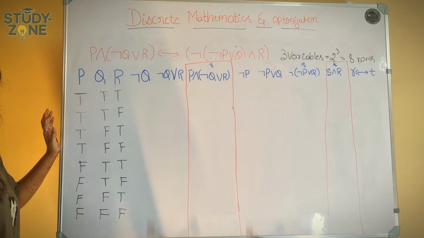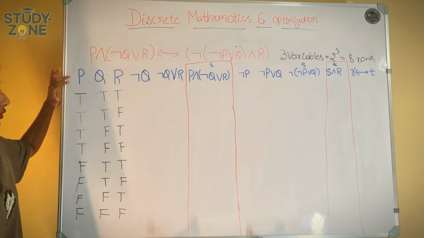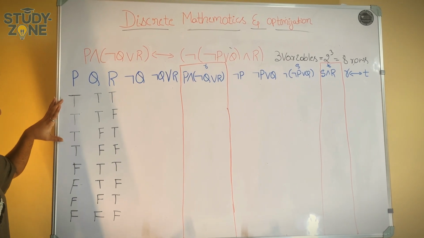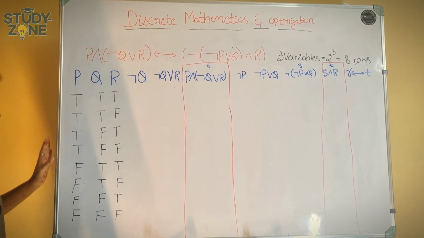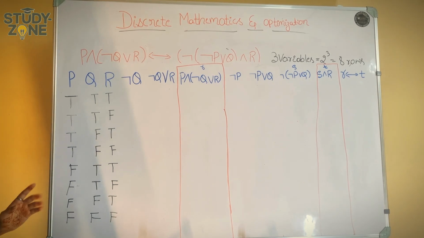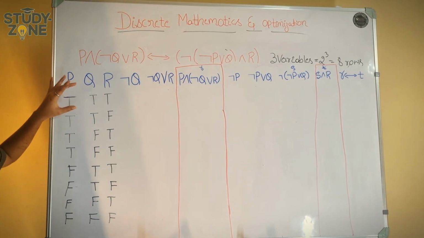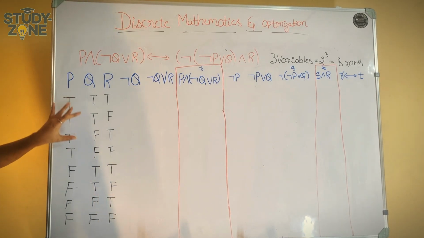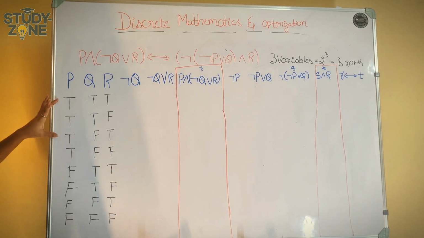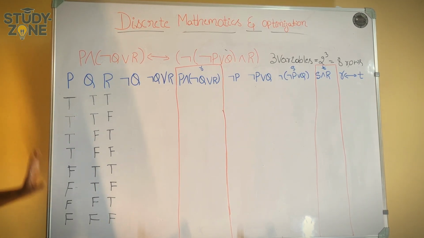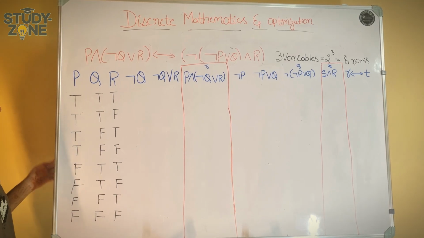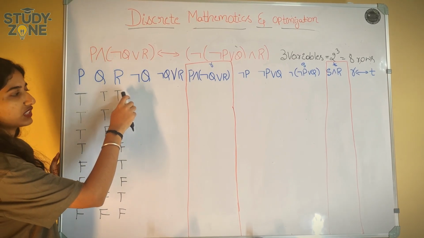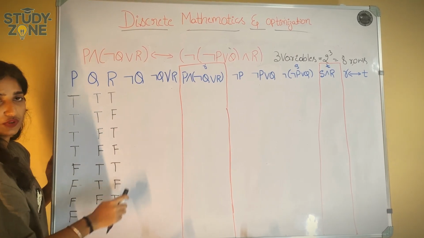To fill the 8 rows, first for P we have to take 4 consecutive true and then 4 consecutive false. That is true, true, true, true and then false, false, false, false. And then for Q, we have to take 2 consecutive true and then 2 consecutive false: true, true, false, false, true, true and then false, false. In R, we have to alternate true, false, true, false, true, false like this.